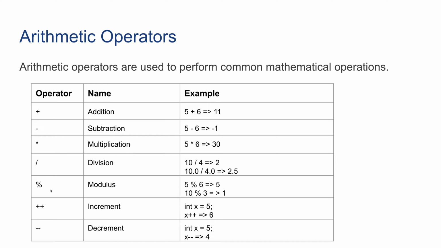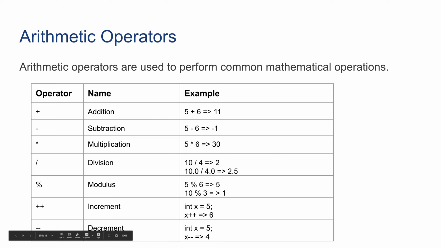Modulus is a very important operator in all programming languages. So 5 mod 6 will yield 5. It basically returns the remainder from this division. Then 10 mod 3 will yield 1. You can fit three 3's in 10, and the remainder is 1. It will return the remainder.